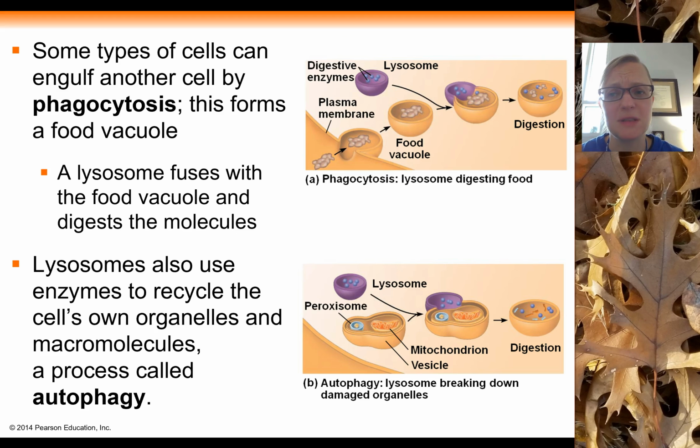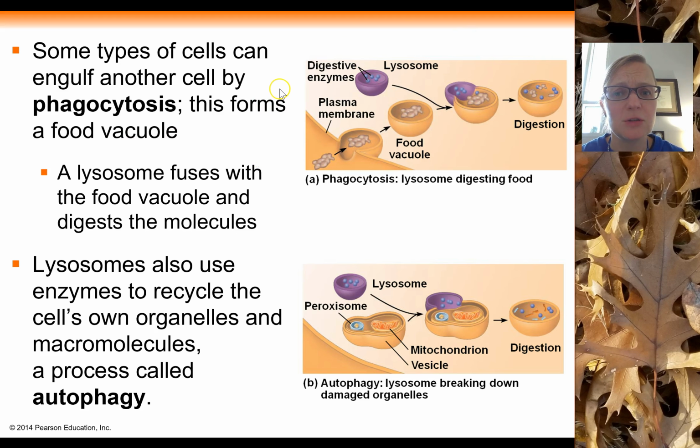Well, there are certain types of cells that can engulf other cells or food particles using a process that's called phagocytosis. So remember, cyto stands for cell, and phage is to eat. This is essentially a way that cells can eat. The way that phagocytosis takes place is illustrated here in the top figure.